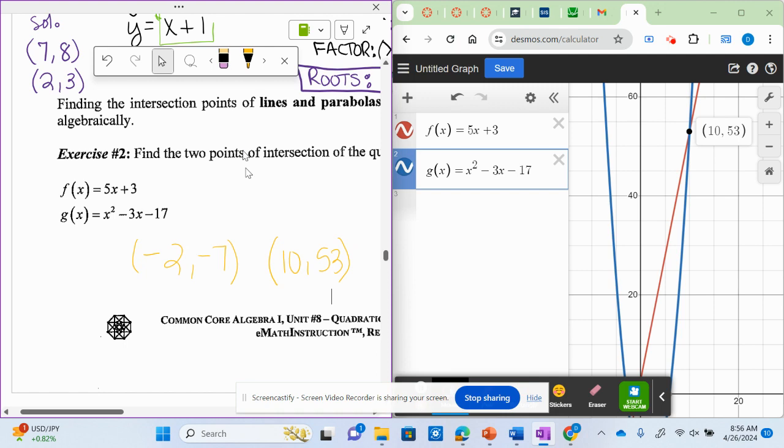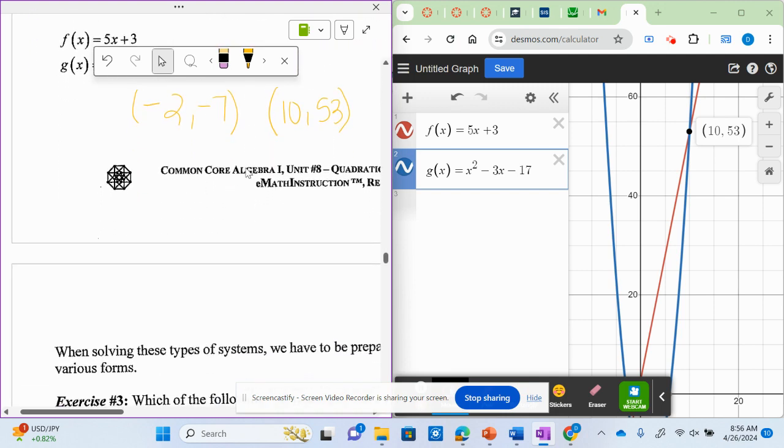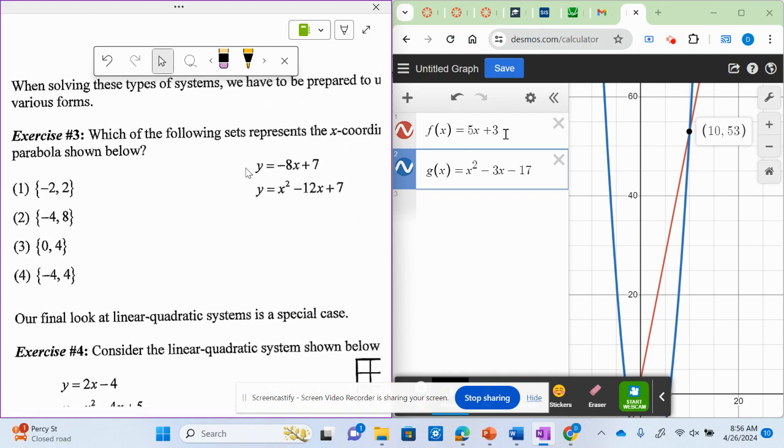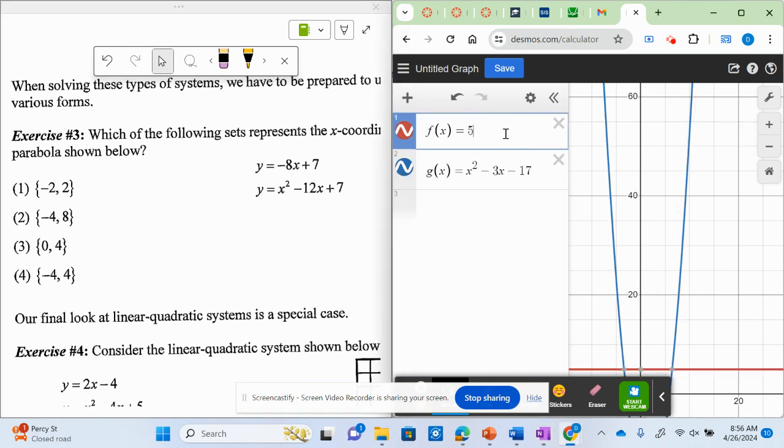Flip over to the next page. We're going to do the same thing. We're going to plot these on our graph. Only this time I'm not going to really look at the graph. I'm going to do something different. Hopefully you guys can notice something.